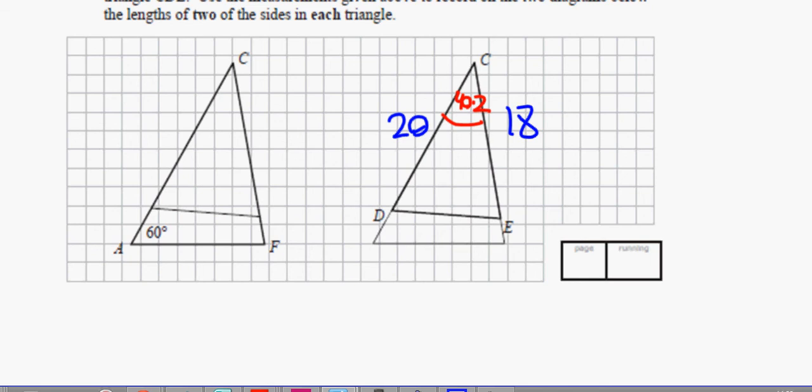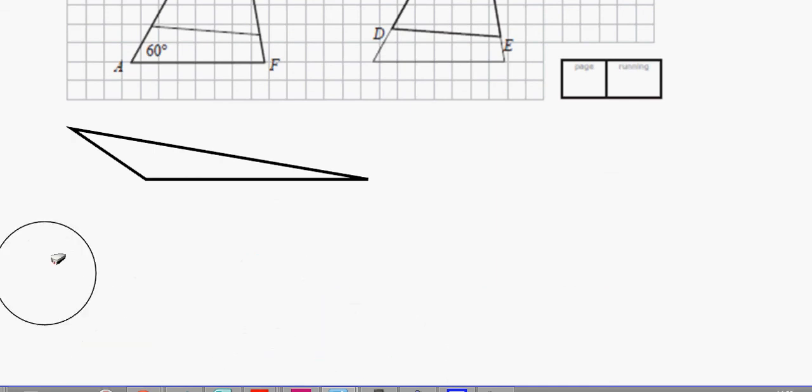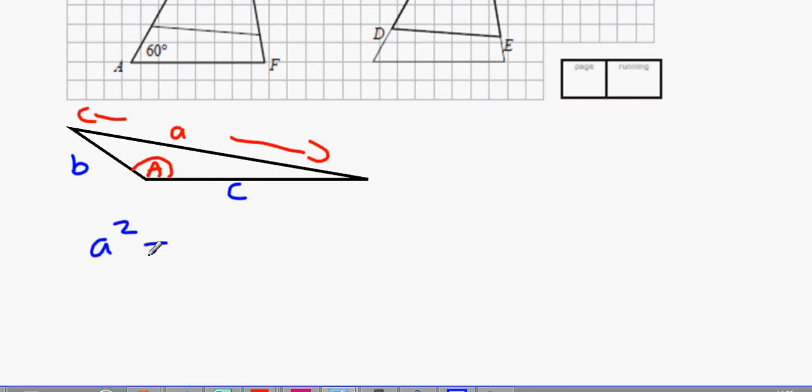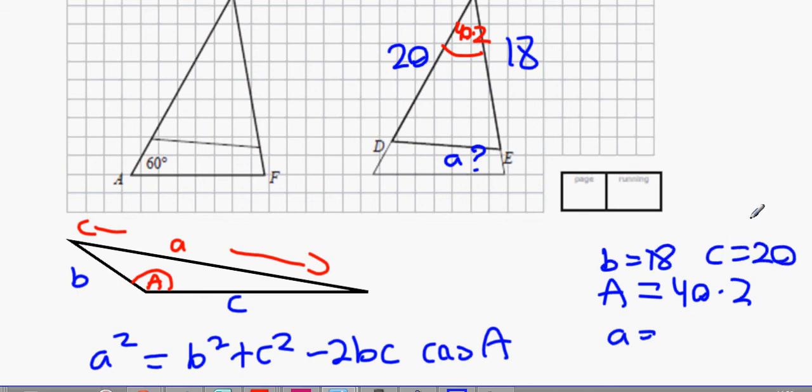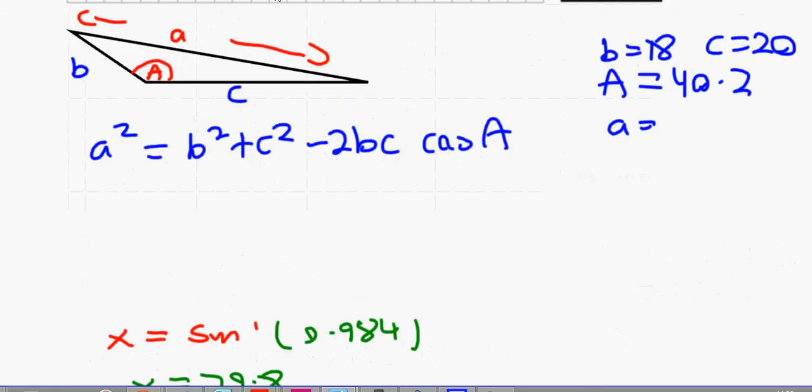Okay, so the cosine rule is basically this, and it's in your notes. You have a triangle and an angle A, and this length A is opposite the angle A. Then you have lengths B and C, and the formula is A squared equals B squared plus C squared minus 2BC cos A. Now in this question we know the angle is 40.2, so big A is 40.2. Small a we don't know, so we keep it as small a. B is going to be 18, and C is going to equal 20. It doesn't matter which one is B or C, but the side A and the angle A are very important.